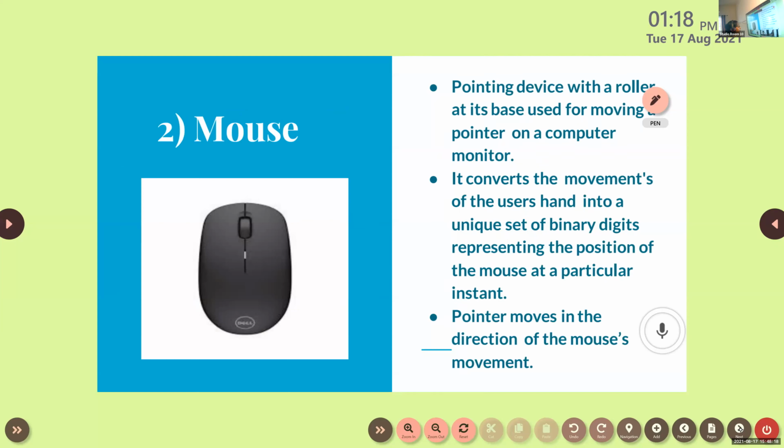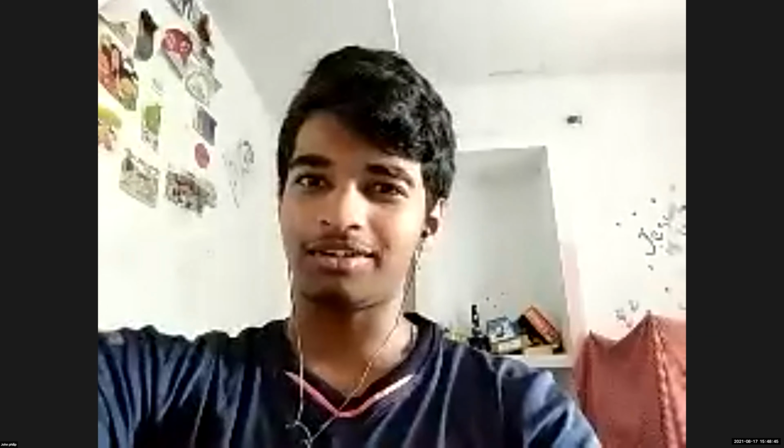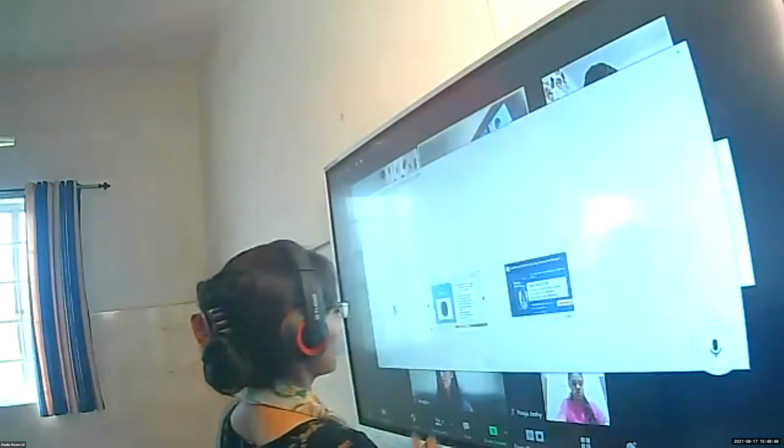mouse. What do you know about mouse? What is a mouse? Is a mouse an input device or output device? Input. Why? Because if we click on a link, it gives information to the computer. It is used for giving input, isn't it? It is known as a pointing device.